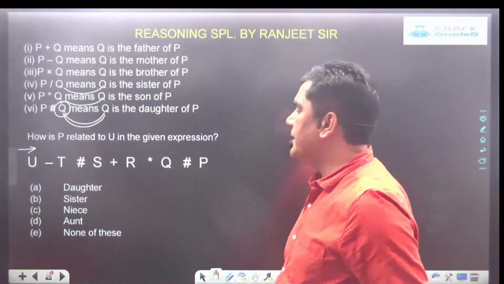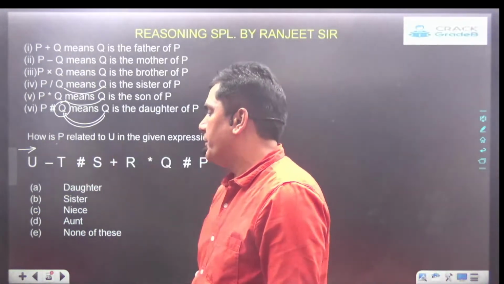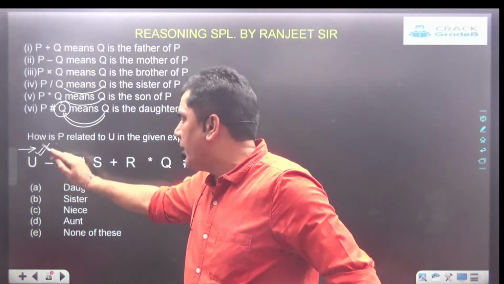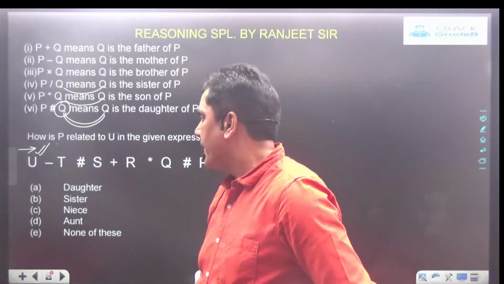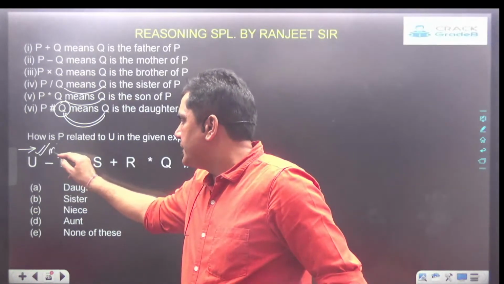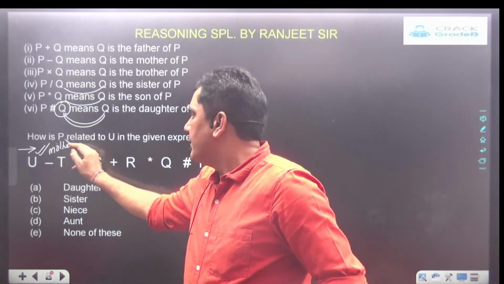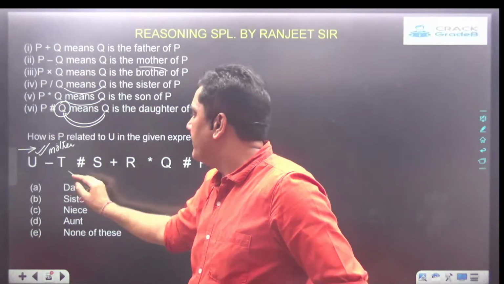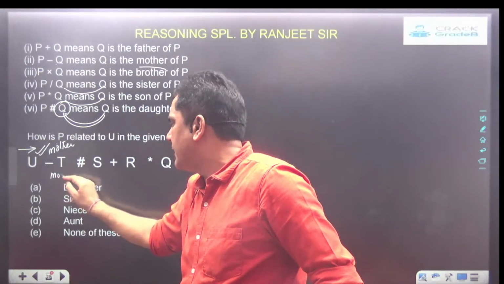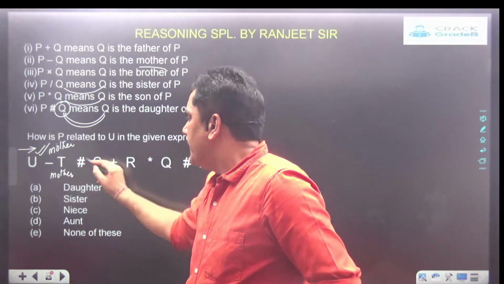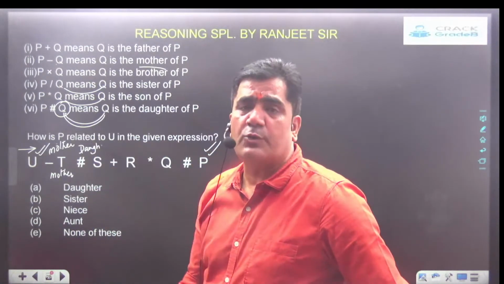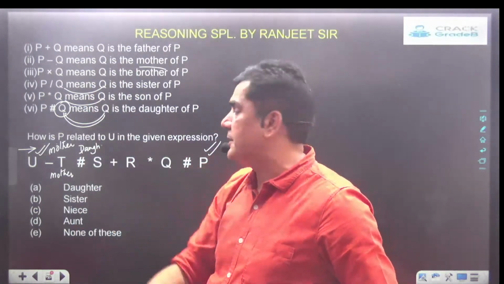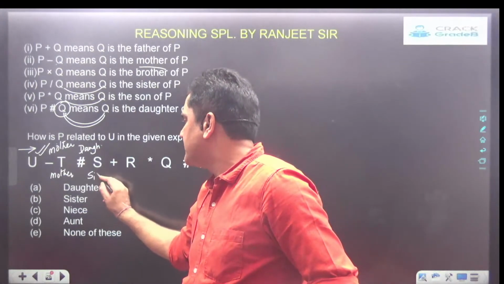Now, how is P related to U? It means I have to start from U and I need to reach P. Now let's start. Minus means mother. So I will say my mother, and my mother is nothing but T. Next one, my mother's daughter. My mother's daughter will be my sister. So S will become my sister.